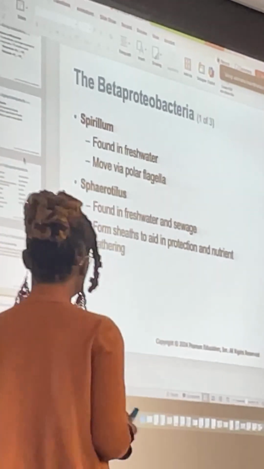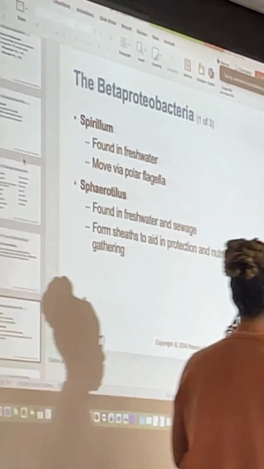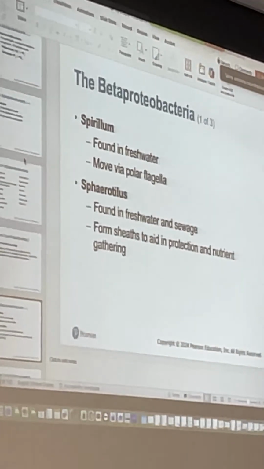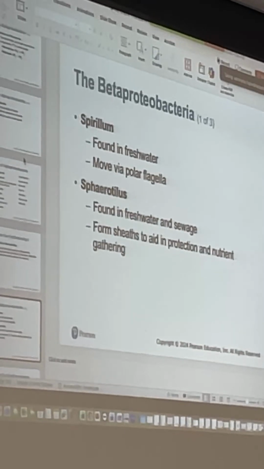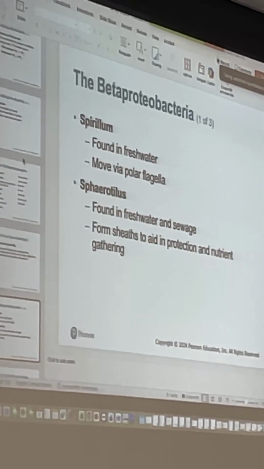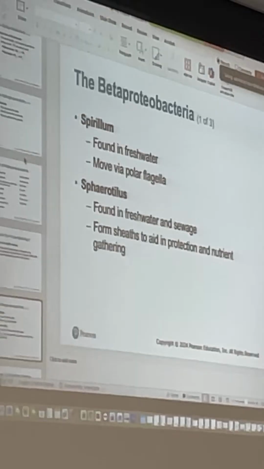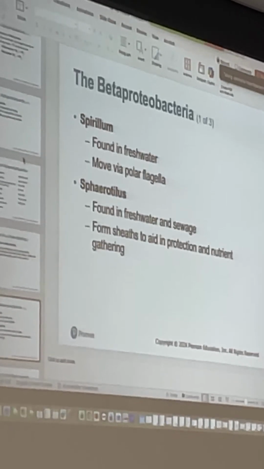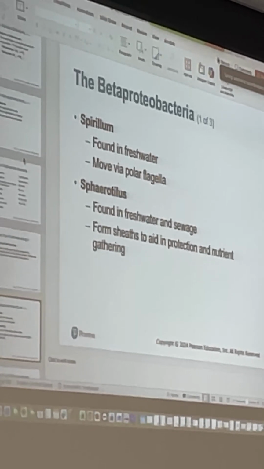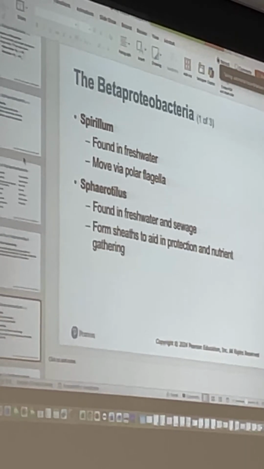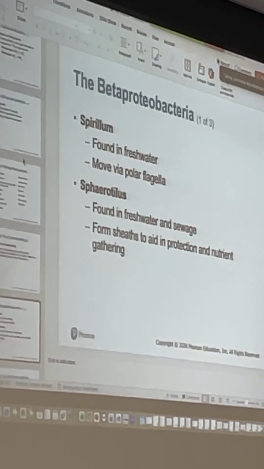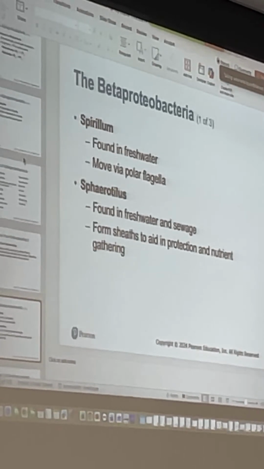The Sphaerotilus is going to be found in sewage and fresh water, so these are so-called aquatic microbes. They form sheaths. What is that? A covering surrounding the structure of these bacteria. They form a sheath around them for protection, as well as to gather more nutrients, so a way for them to be protected and to gather more nutrients.